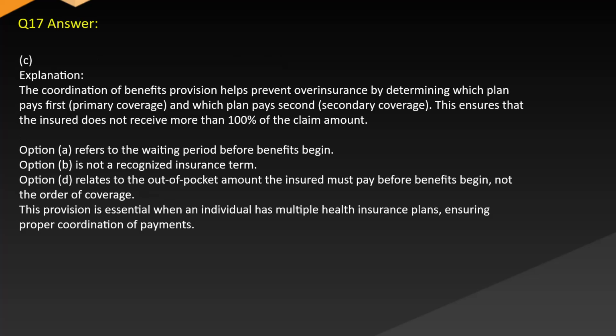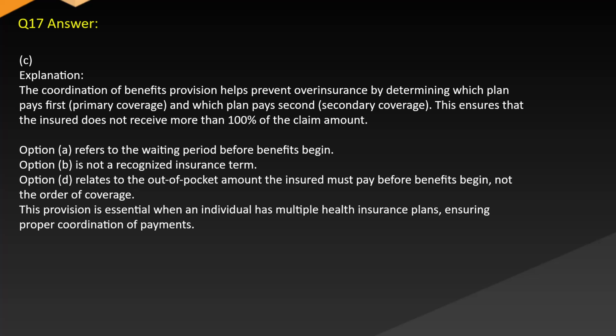Answer: C. Explanation. The coordination of benefits provision helps prevent overinsurance by determining which plan pays first, primary coverage, and which plan pays second, secondary coverage. This ensures that the insured does not receive more than 100% of the claim amount.